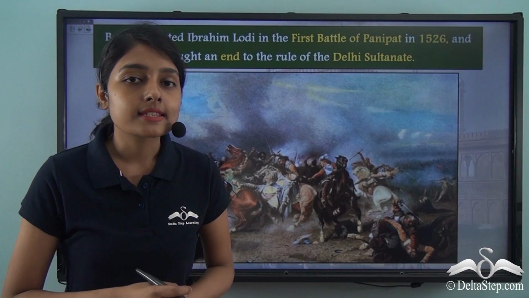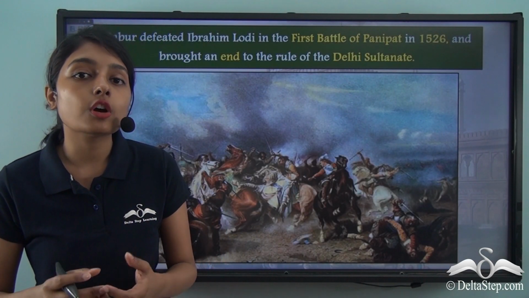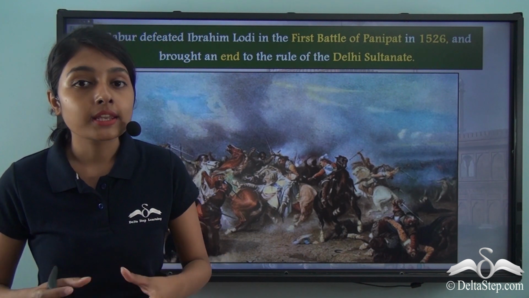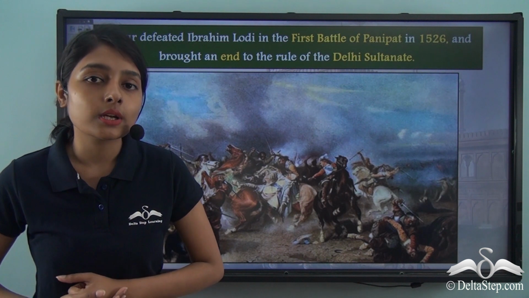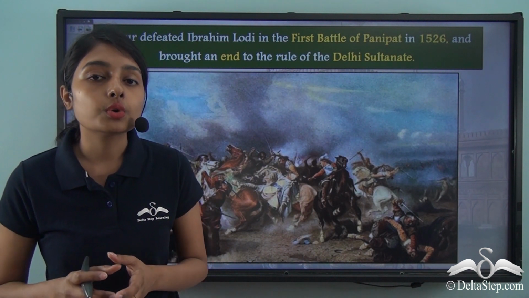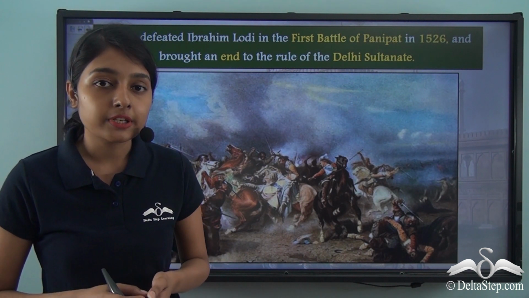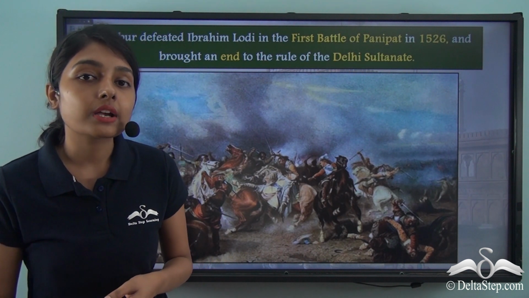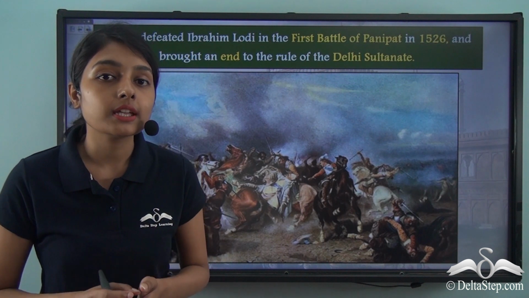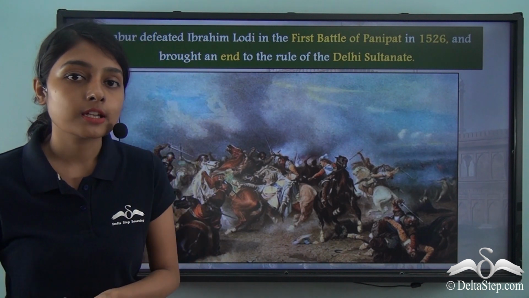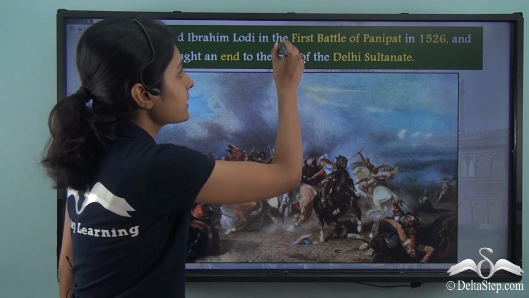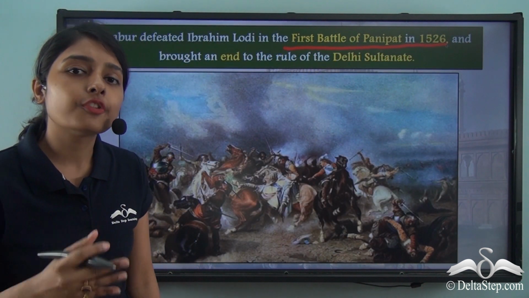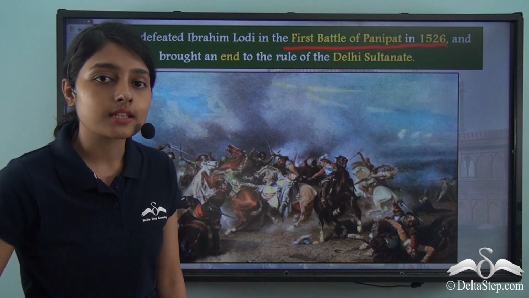In our previous lesson, where we learnt about the rule of the Lodi Dynasty and how it came to an end, bringing the entire Delhi Sultanate to an end, we got to know that the Battle of Panipat, that is the first Battle of Panipat, was fought between Babur and the forces of Ibrahim Lodi in the year 1526. So, it was the first Battle of Panipat in 1526 that marked the formal end of the Delhi Sultanate.